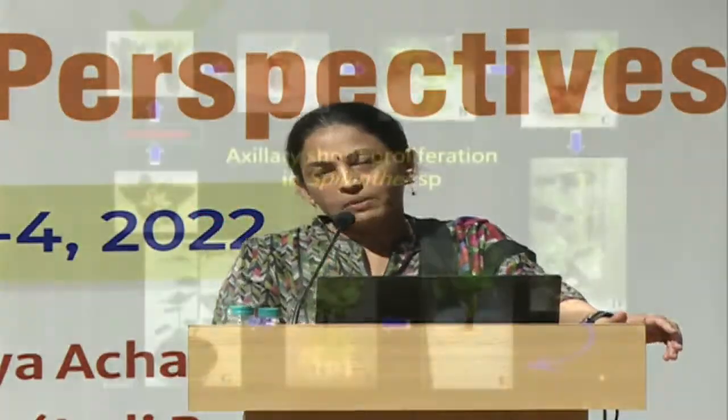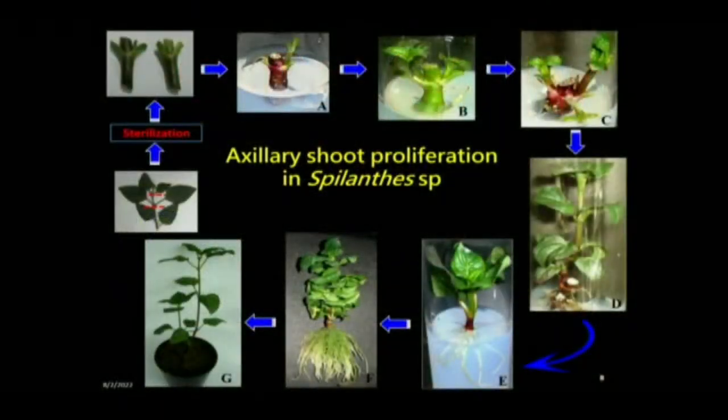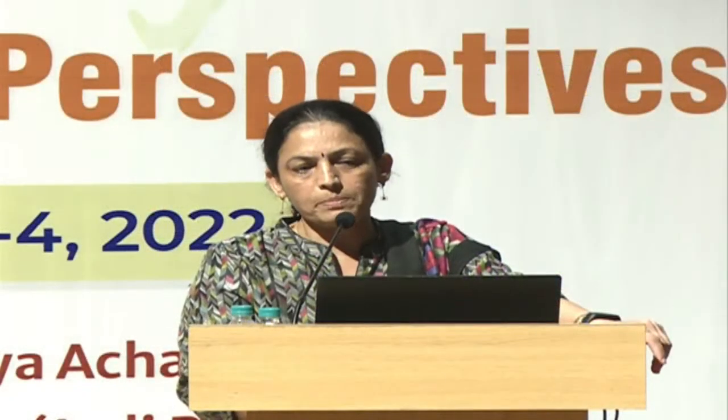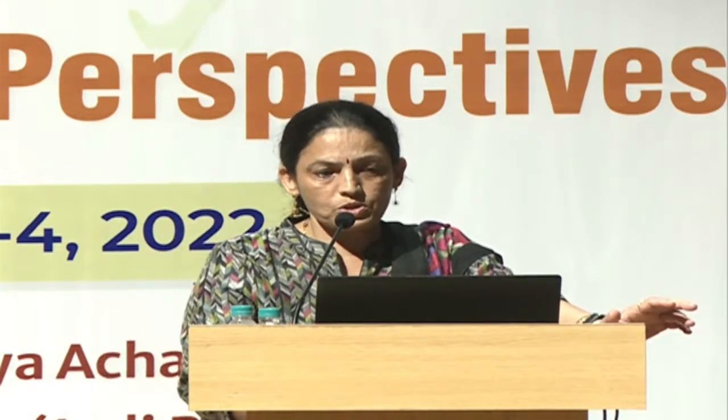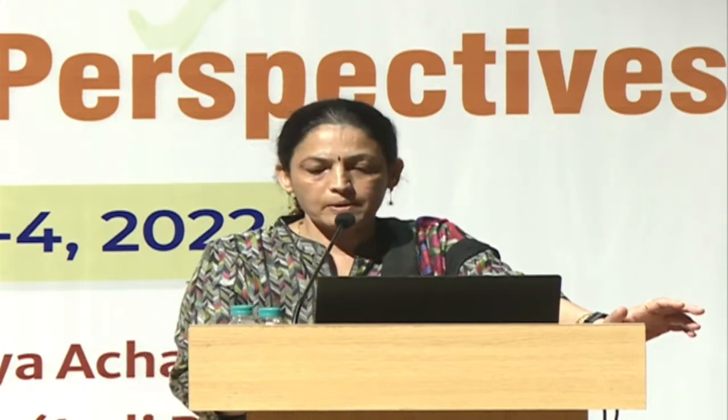So this is the one method. Here, the cutting, you see the left corner. This is the explant we use after chopping the leaves. And the shoot is growing from that particular position, which is pre-existing in nature. Only we are improving the efficiency while providing the nutrient medium. And the entire shoot is developed, and then the complete plantlet is ready in the last picture here, and then finally it is hardened.